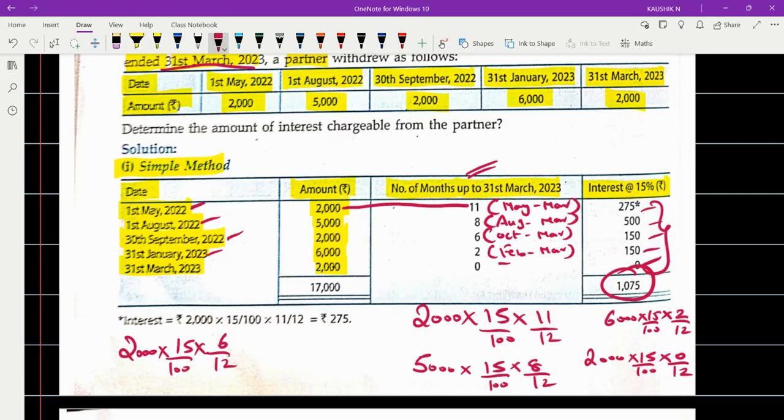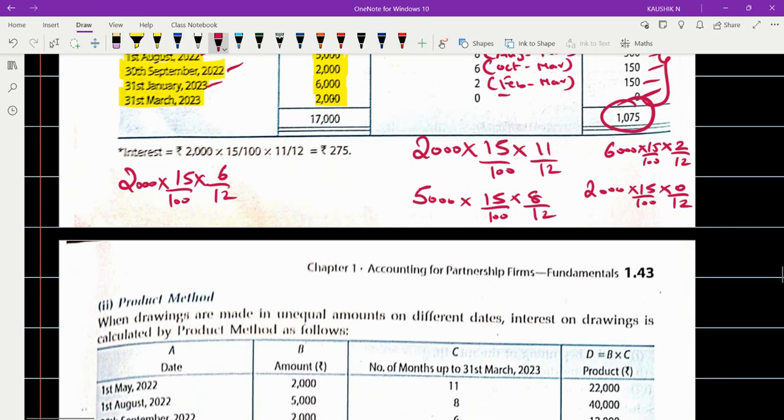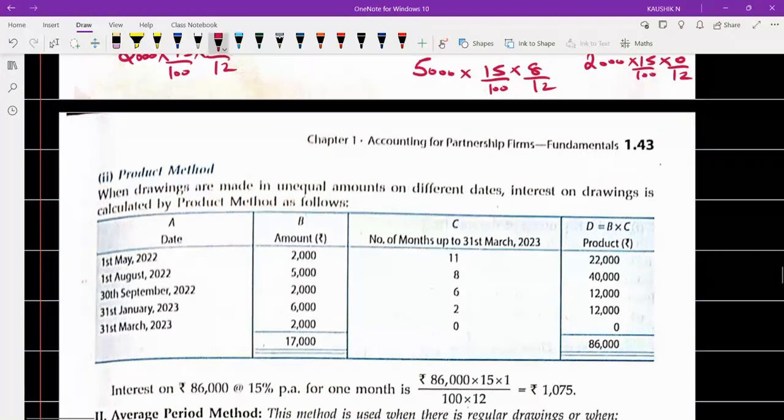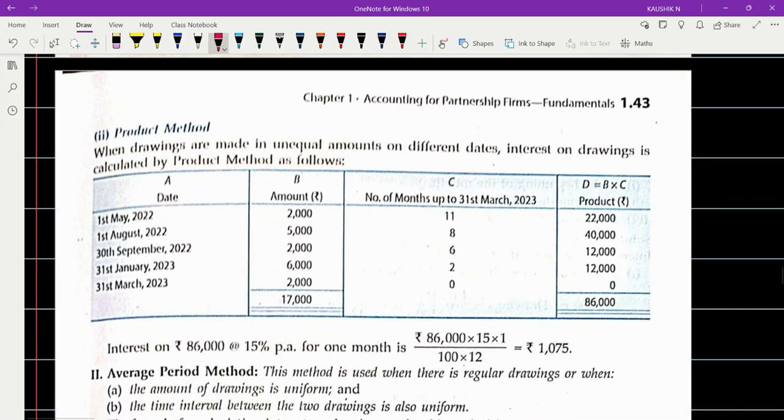Any doubt in the simple method? Let me complete the product method and then we'll stop for the day. The average period method will continue in the next session.